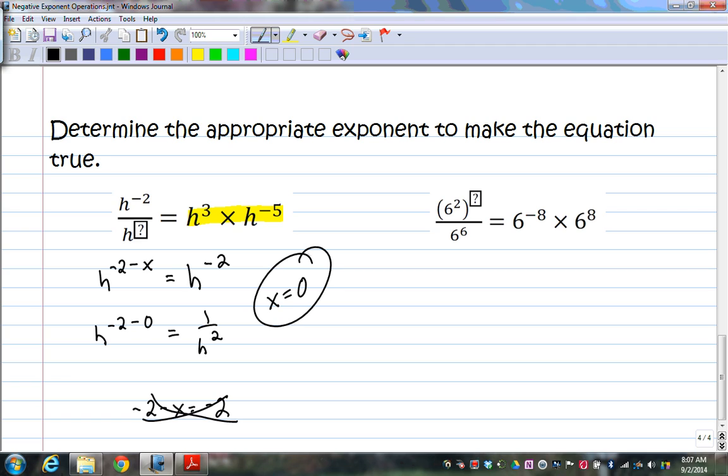You don't have to call it x. I just did that because I like to put a variable in. Try the next one. See if you can do that. It's a little trickier, okay? But it's not that bad. So go ahead, pause the video and try it.